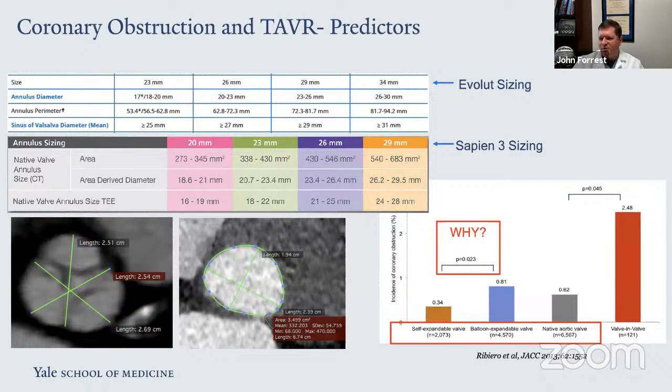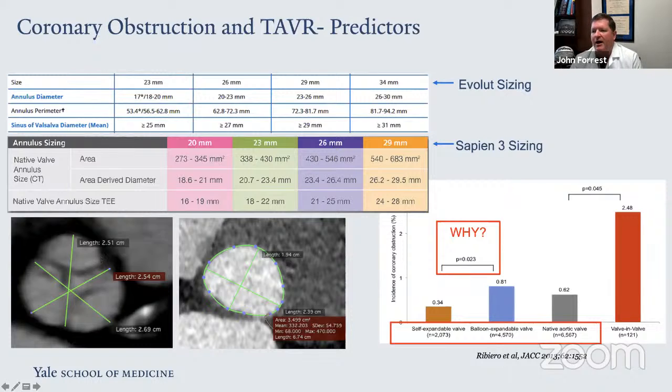I suspect in both it's due to the fact it's a leaflet, you're pushing the leaflets out to the sides. There's one big difference when you look at the sizing charts for an Evolut and the sizing charts for a Sapien. Can you appreciate what that is? For an Evolut, you have a sinus of Valsalva mean diameter that you need to meet. And in fact, if you don't meet this, you would be doing an off-label procedure, a procedure that's going to be too risky. If we look at our patient here, for a 26 millimeter Evolut, he needs to have a sinus of Valsalva diameter that's greater than 27. Clearly, he doesn't meet that.